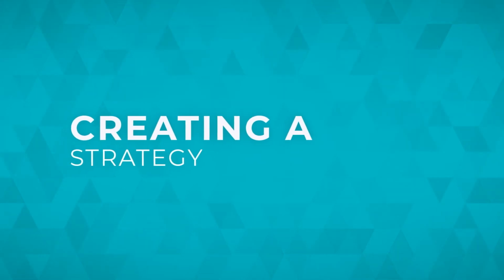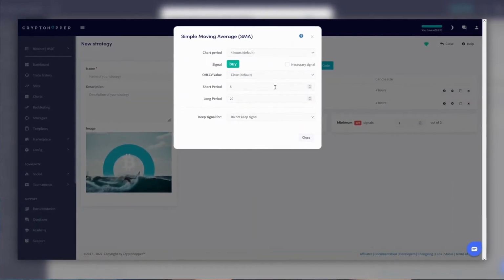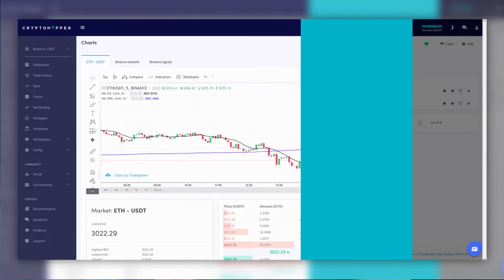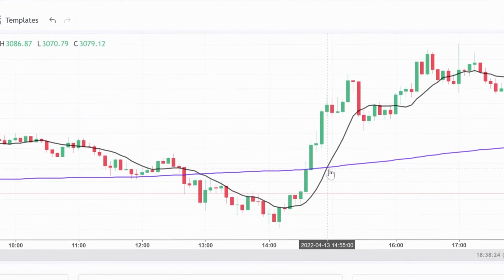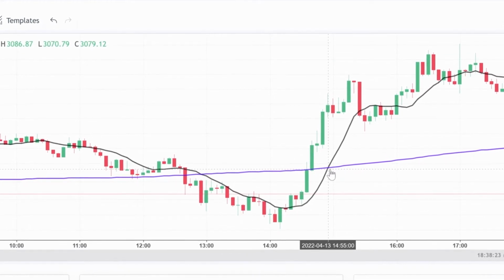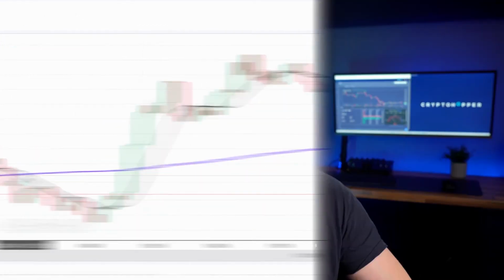On Cryptohopper, we focus specifically on the difference in reaction time between a faster moving average and a slower moving average. If you select the simple moving average in the strategy designer, which is where we build strategies, then you will see that you have two unique parameters, one called a short period and another called a long period. The idea is that when the shorter moving average, which is the black line in our chart, crosses above the longer moving average, which is the blue line, then a buy signal is given. And when the black line crosses below the blue line, a sell signal is given. That's all there is to it.